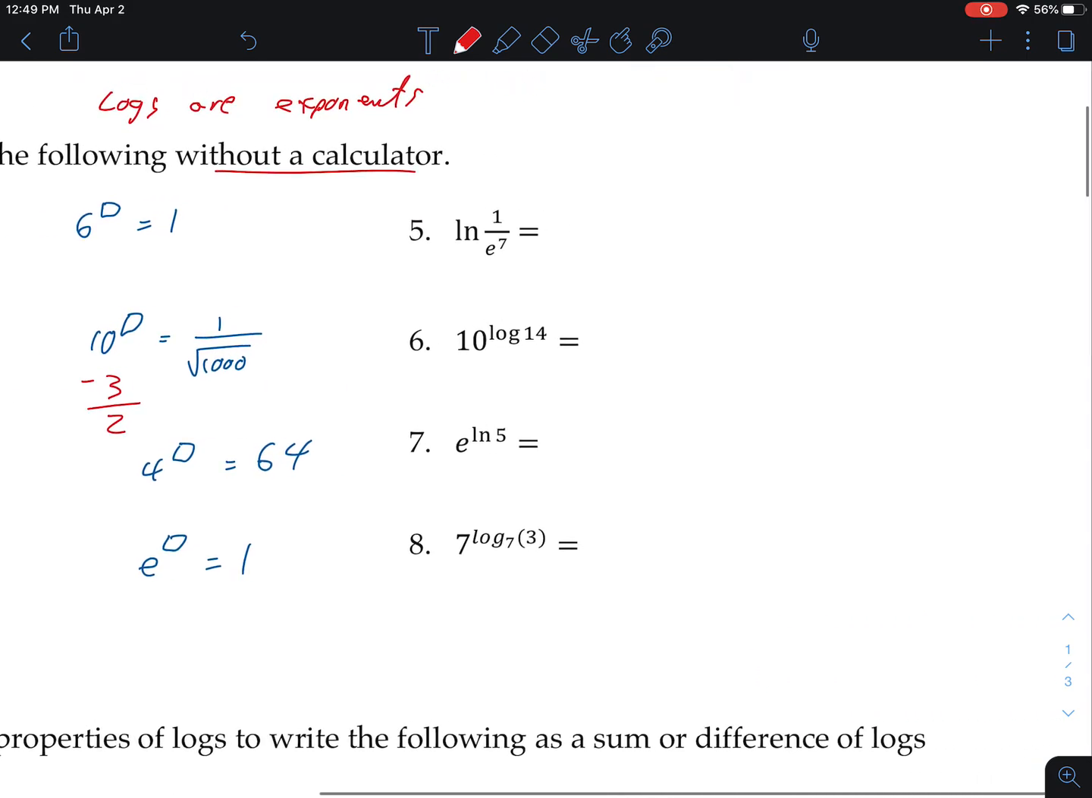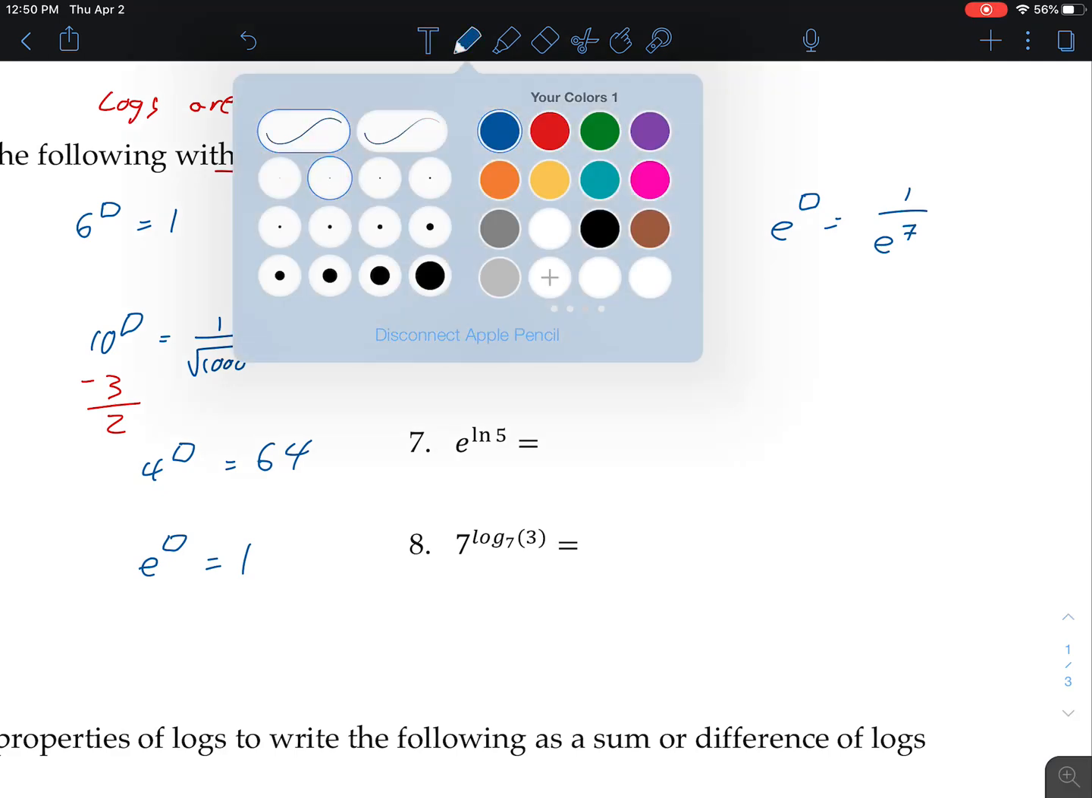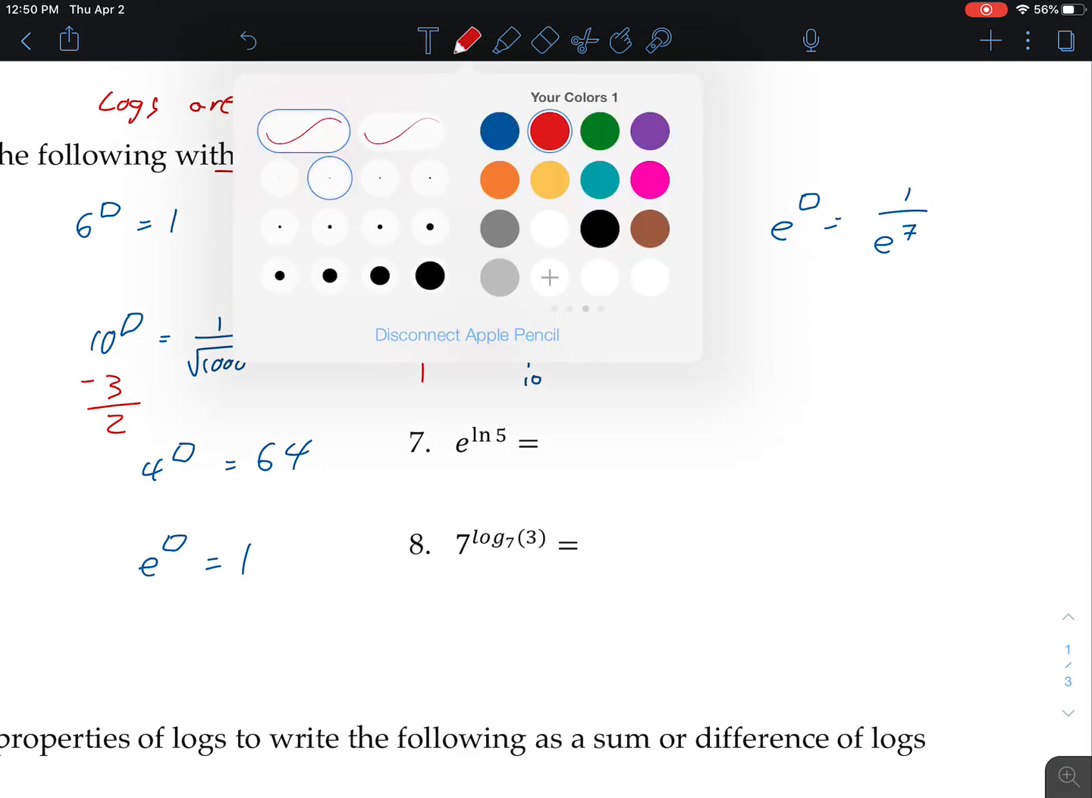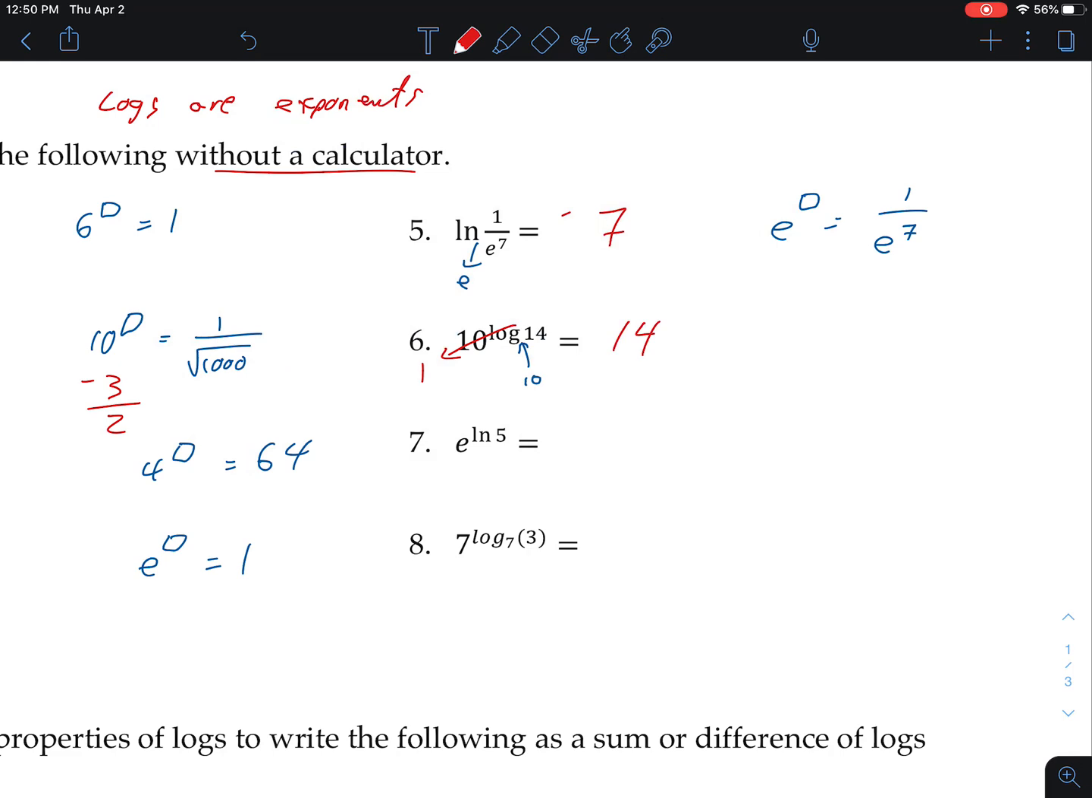Okay, looking at 5 through 8, another one, this base is e, raised to the what gives me 1 over e to the 7th? Well, that's definitely a 7, except it's on the bottom, so it's a negative 7. Right? 6, 7, and 8 were what we used when we were solving logarithmic equations, where we looked at this base, which is a 10. If they were the same, these canceled out to be a 1, and your answer was just the 14. The base of the natural log is e, so that cancels out, and you just get the 5.